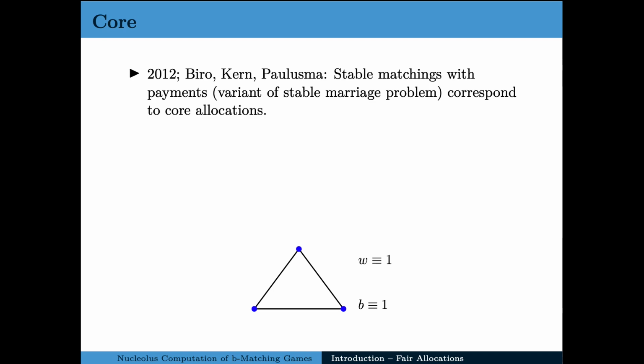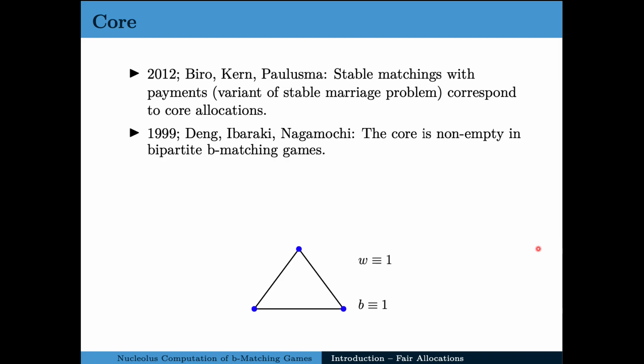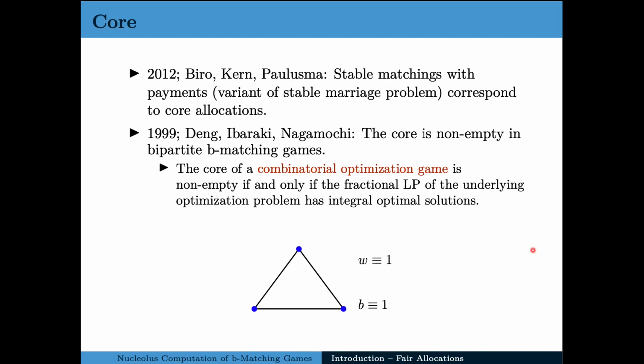So let's review some facts about the core. For one, stable matchings with payments, which is a variant of the stable marriage problem, actually correspond to core allocations. The core is always non-empty, in fact, when the underlying graph is bipartite. We can actually say a little bit more. The core of a combinatorial optimization game is non-empty if and only if the fractional LP of the underlying problem has integral optimal solutions. In the specific case, the bipartite b-matching polytope is totally unimodular, and therefore is integral.